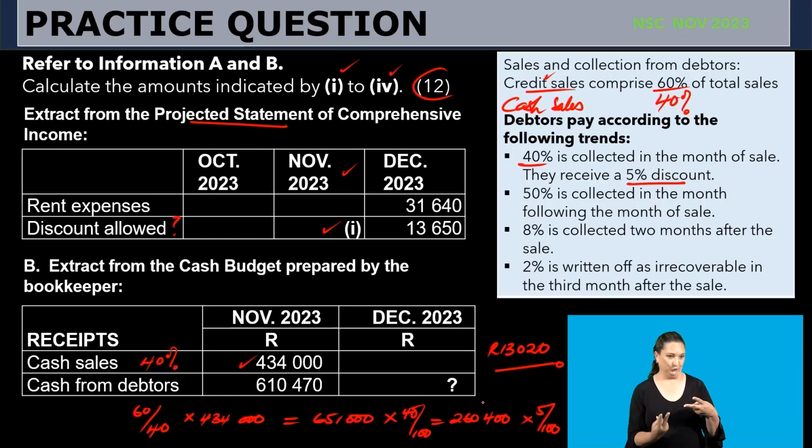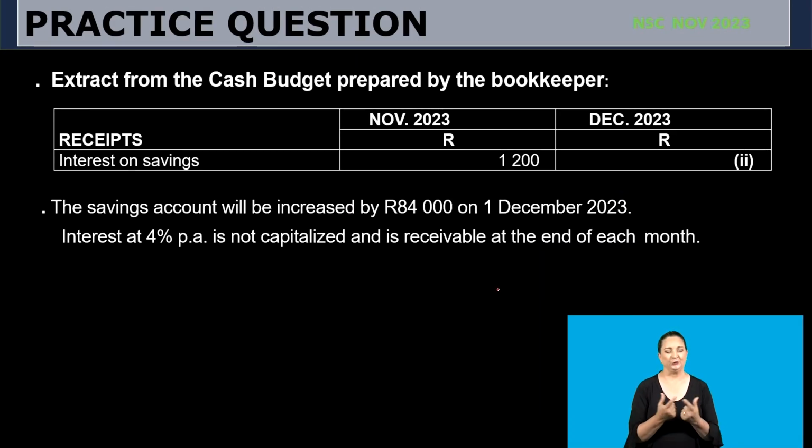Let's do number 2 together then. Let us do number 2 together. And it reads, the savings account will be increased by 84,000 on 1 December. So there's an increase here. So that means my interest here must be more than 1.2.